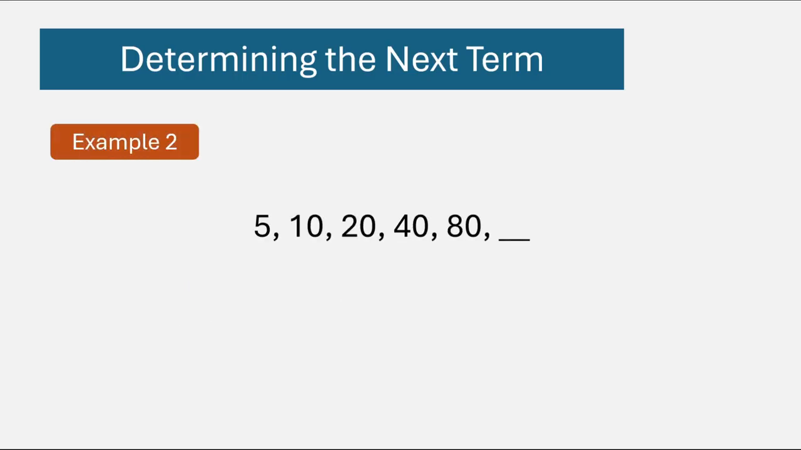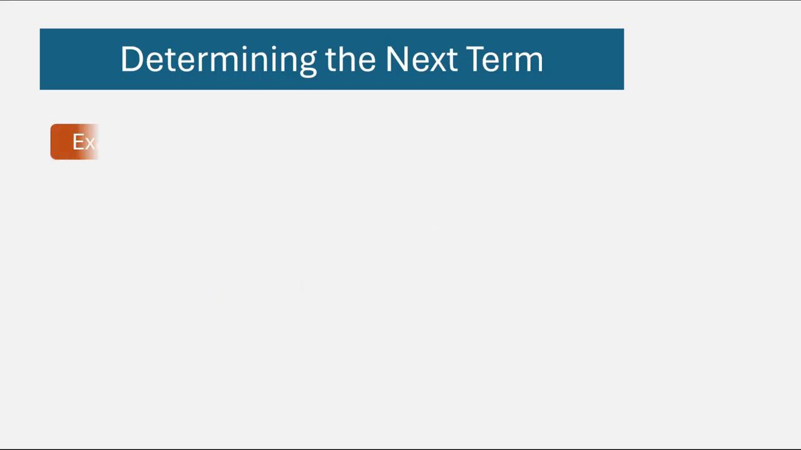Okay, example number 2. How about this one? What is the pattern? Okay, the pattern here is it's doubling, or it is multiplied by 2. So based on the sequence, the next number would be 160. So those are just pretty easy examples.